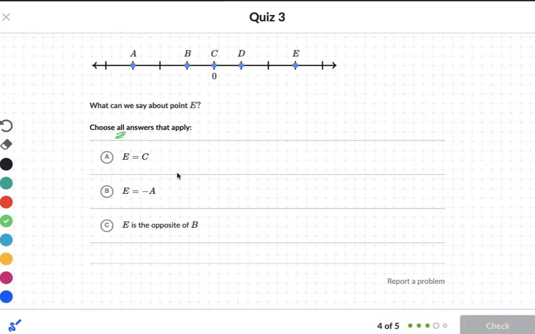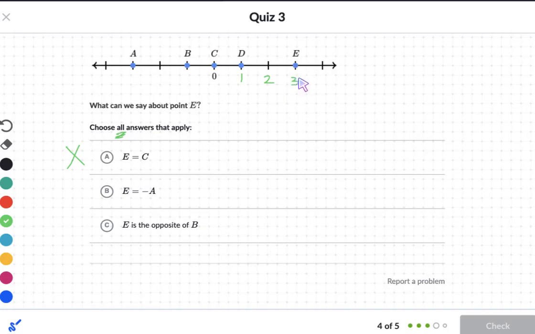Okay, so we want to choose the ones that are true. Is it true that E is equal to C? Well, C is 0. Looks like D is 1, then 2, then 3. So is E equal to C? Well, C is 0 and E is 3. So those are not equal to each other. They need to be right at the same spot. Okay, the next one says E is equal to negative A.